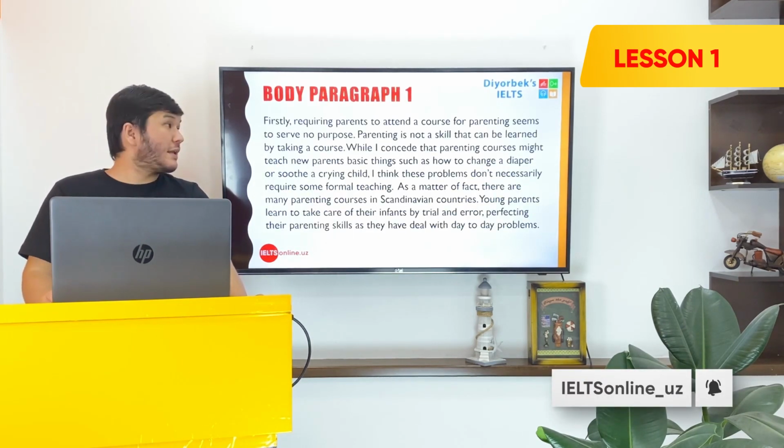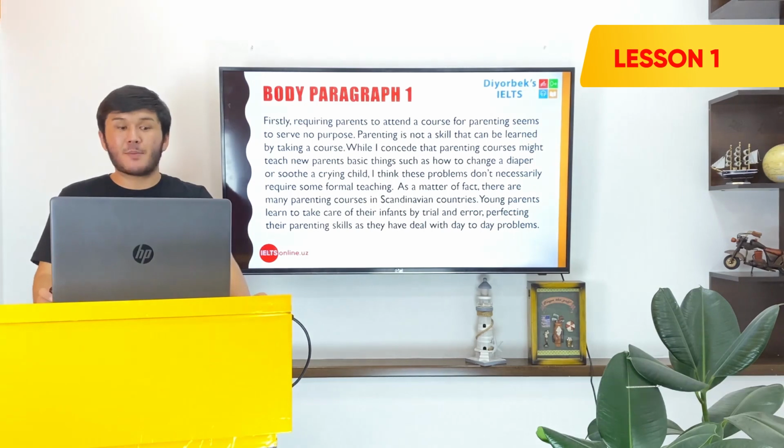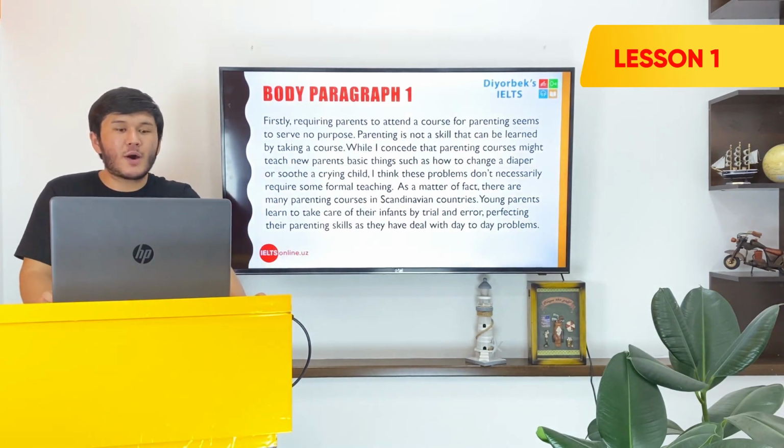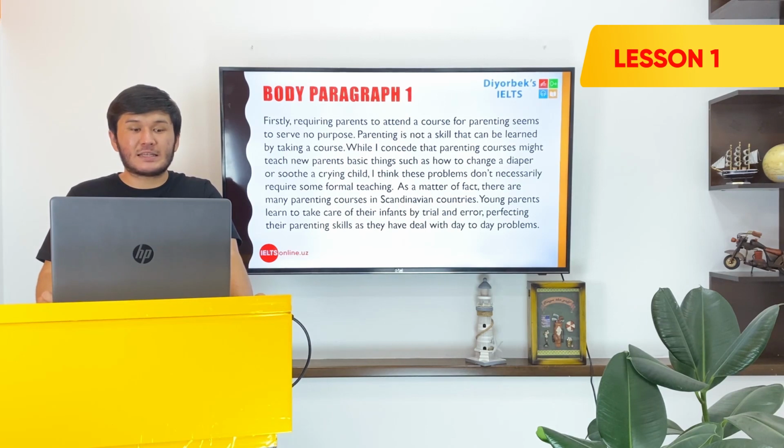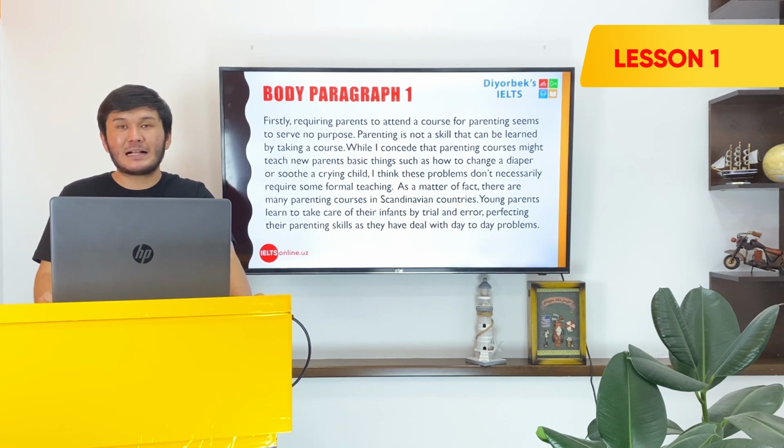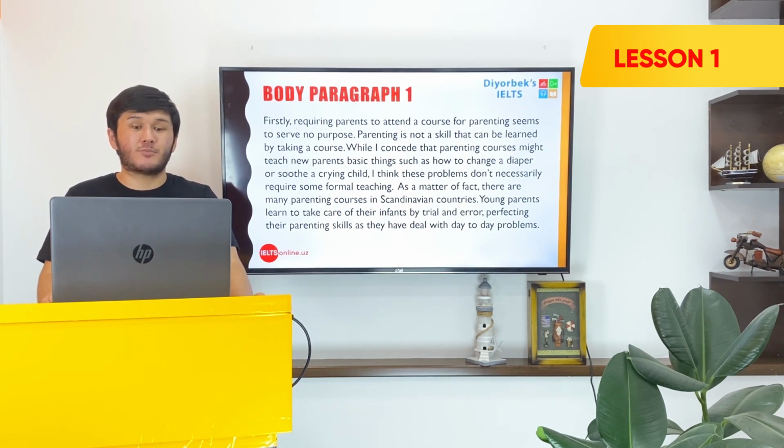So you now may read this body paragraph. Look at the topic sentence. Firstly, requiring parents to attend a course for parenting seems to serve no purpose. So this topic sentence tells the examiner what my main idea is in this first body paragraph. So I am saying that they're not really serving any purpose. Now I need to develop this idea with relevant arguments, with relevant reasons. And every time I'm writing a new sentence, it should add some value to the very first sentence. I should not repeat anything so that I have a better progression.